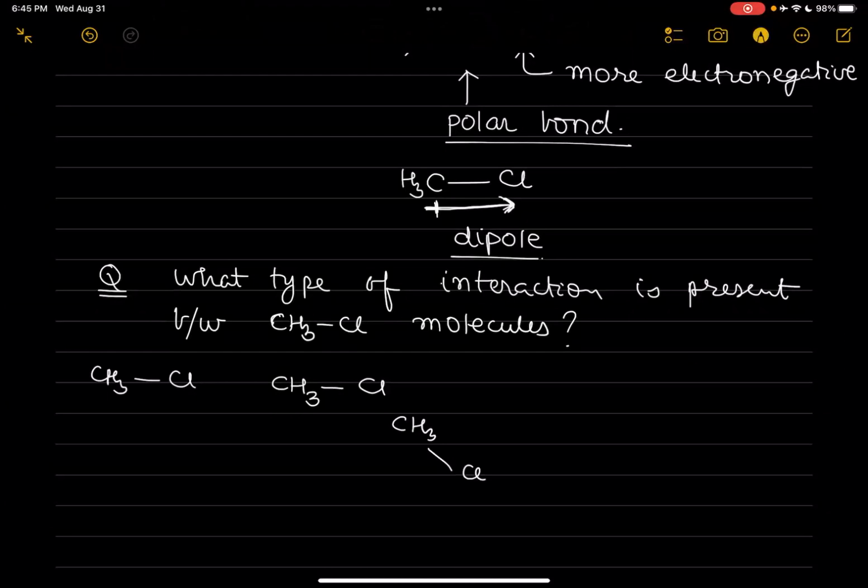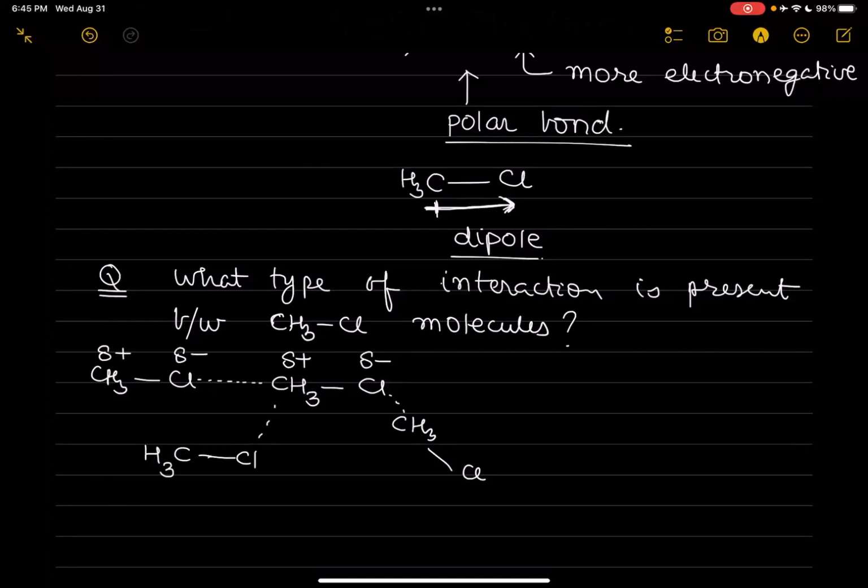The dipole, yes, dipole attraction. Why dipole? Actually, the positive end of one dipole is getting attracted toward the negative end of another dipole. So these dipoles are attracting each other, and that's why we call it dipole attraction.